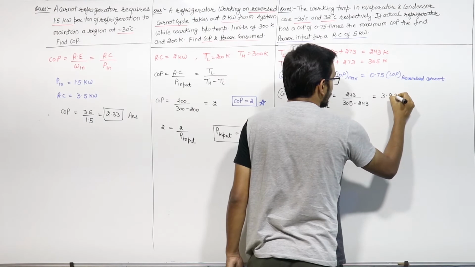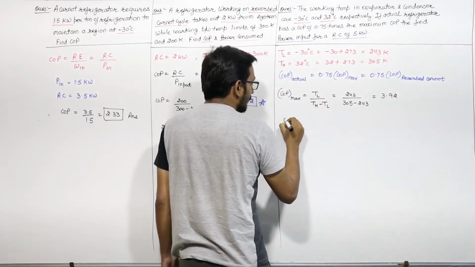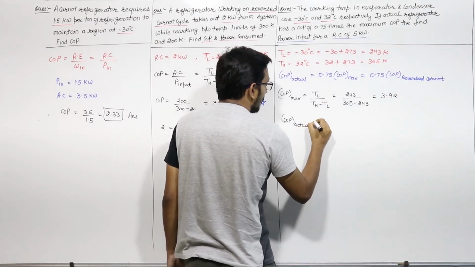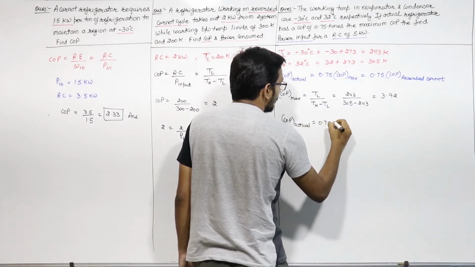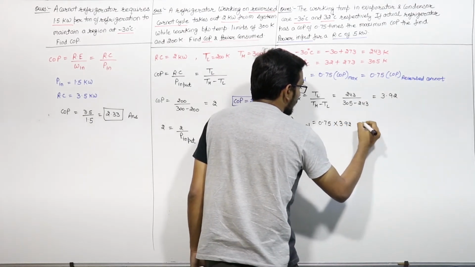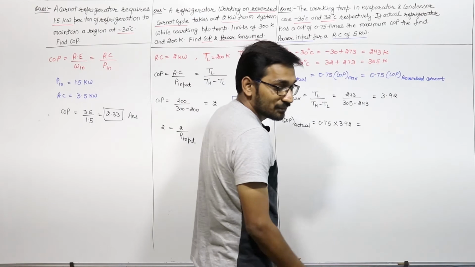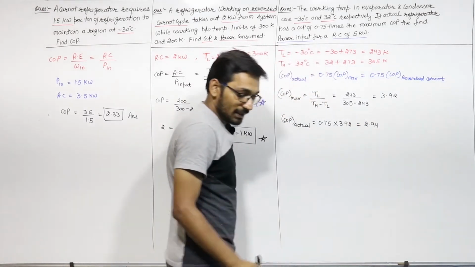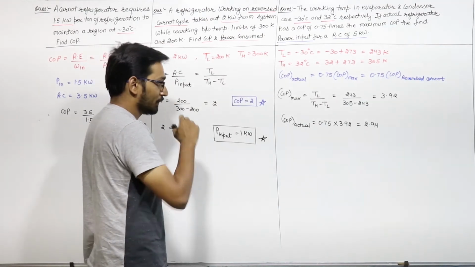Maximum COP will be 3.92. So the actual COP, as per the question, will be 75% of this 3.92. So the actual COP will come out to be 2.94. Actual COP will be 2.94.